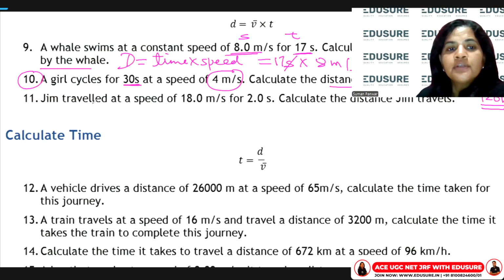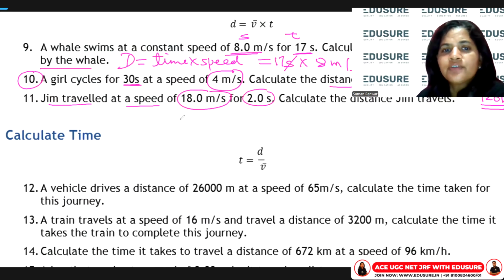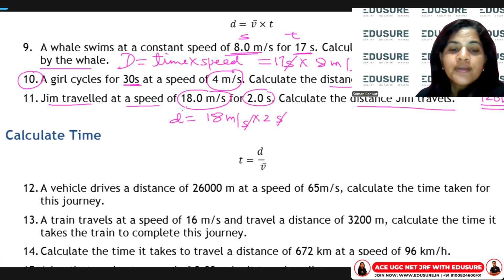Next question. Jim traveled at a speed of 18 meters per second for 2 seconds. Calculate the distance Jim travels. So again, distance is the speed multiplied by time. Remember that the units should be consistent with each other. So I have seconds here, so I should have seconds here. Otherwise, you have to convert into the same units. So here the distance will be 36 meters.